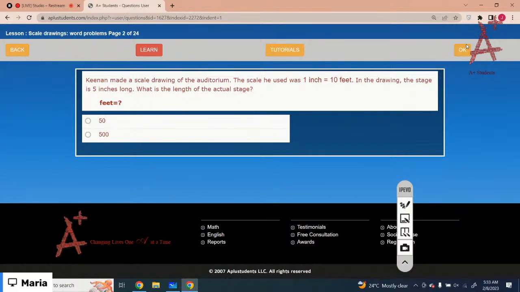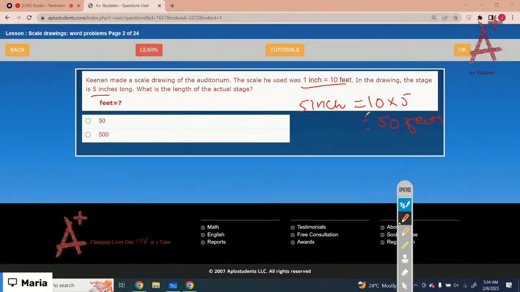Keenan made a scale drawing of the auditorium. The scale he used is 1 inch equals 10 feet. In the drawing, the stage is 5 inches long. What is the actual length of the stage? So 1 inch equals 10 feet, then 5 inches equals 10 times 5. Got it? And 10 times 5 equals 50. That means 5 inches equal 50 feet. Got it? So the correct option is 50.